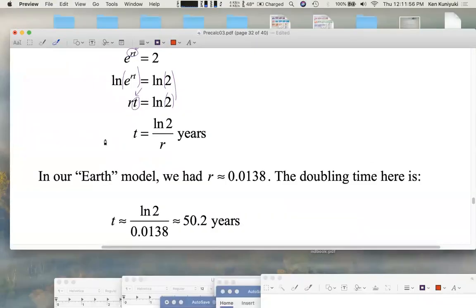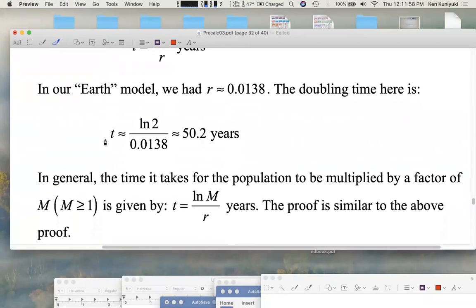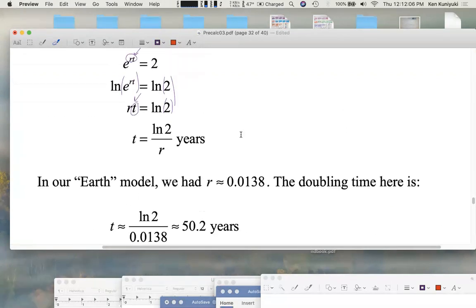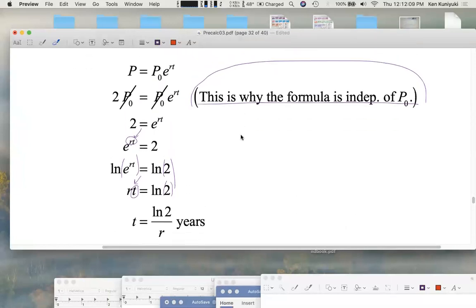By the way, how long would it take to triple? The tripling time is given by ln of not 2, but ln of 3 over r. Basically, m is the multiplier you're interested in. If you trace back in the calculations, all right, if you replace p with 3 p naught for the tripling time, or 4 p naught, or m times p naught, look at the 2. That's where the m, the multiplier, would be. We would end up with ln of m over r in general.